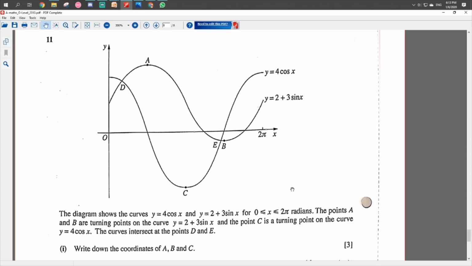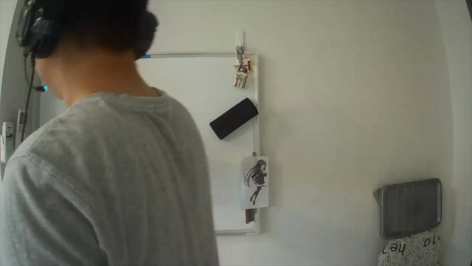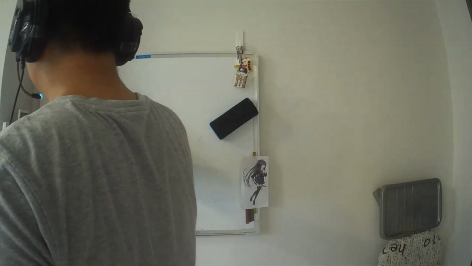So first part, write down the coordinates of A, B, and C. For this question, I'm not going to sketch the diagram again, okay? I'm not going to resketch the diagram for this question. 11 part 1 is quite simple.